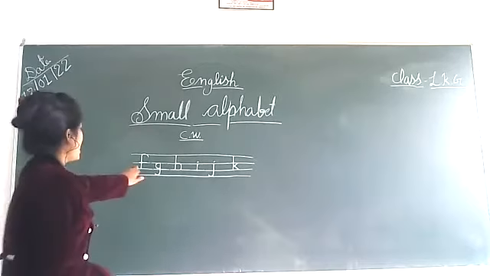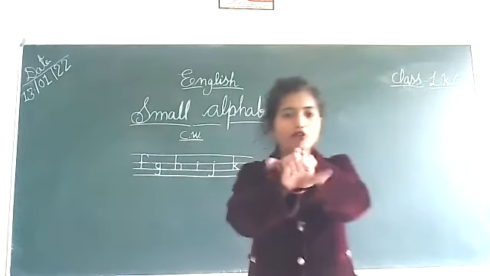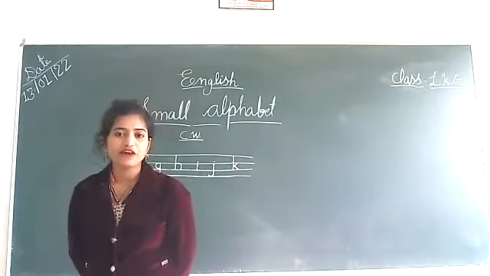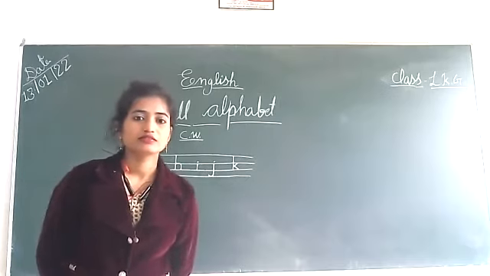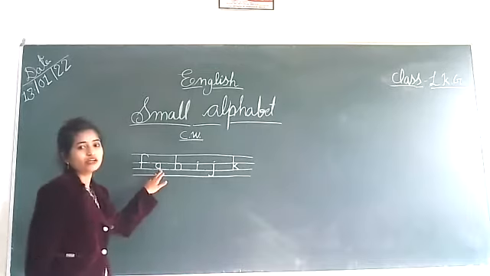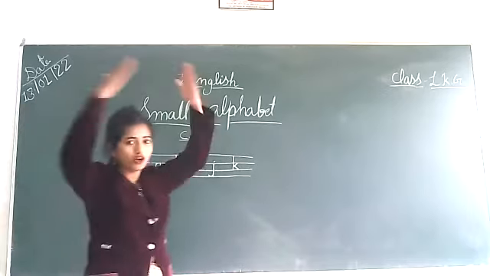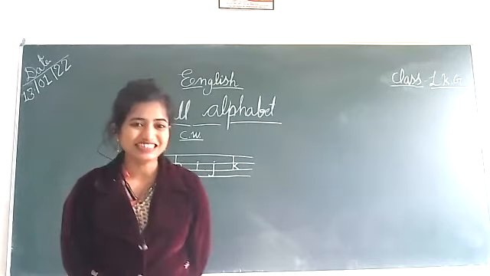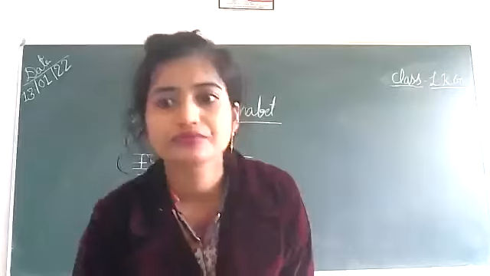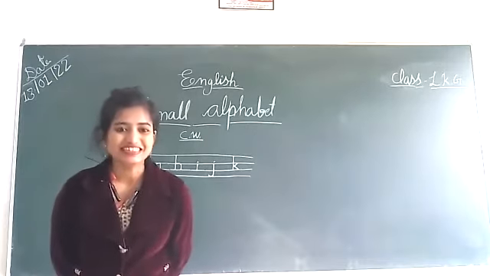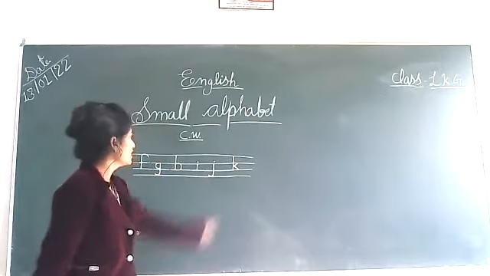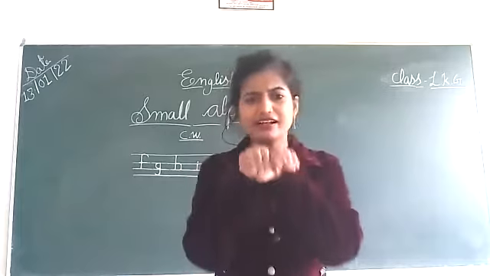F for fish. G for goat. H for house. I for ink pot. J for joker. K for kangaroo.